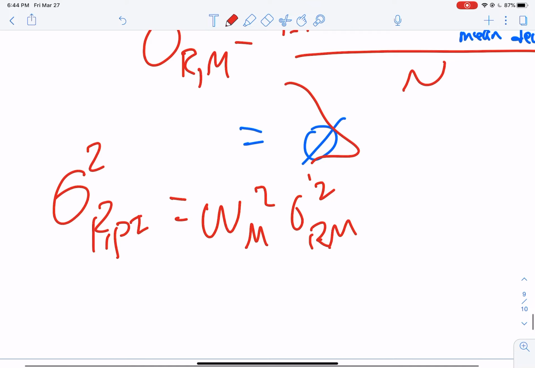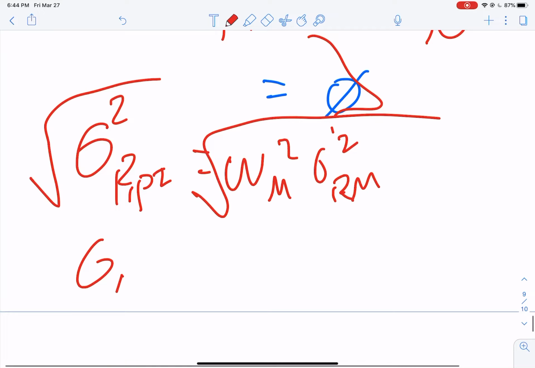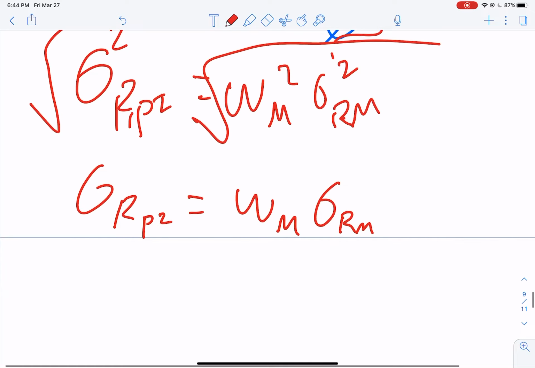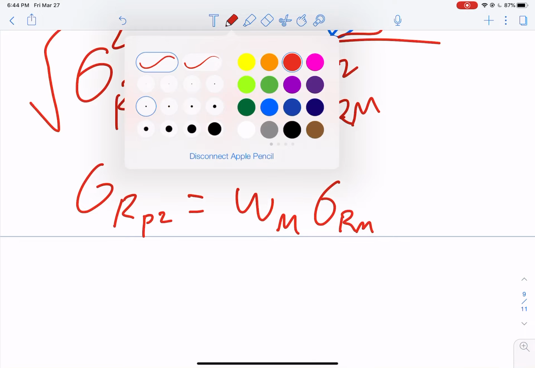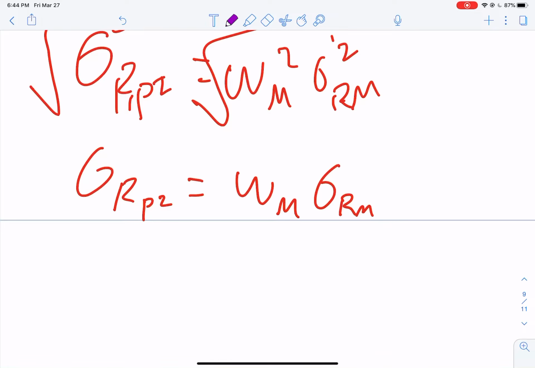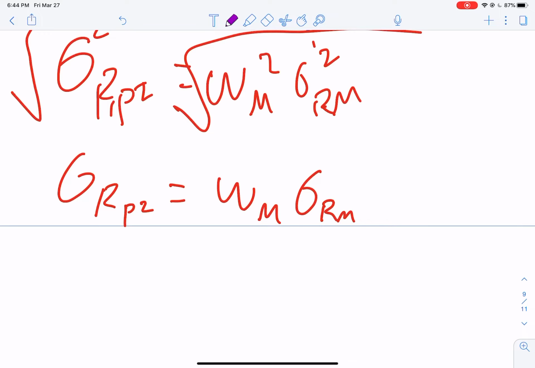Well, let's take the square root of both sides. When we do, we get the standard deviation of the return of the portfolio of two securities is just equal to the weight in M times the standard deviation of the return on M. Just to make this super clear, let's say sigma RM up here is 10%, or 0.1.